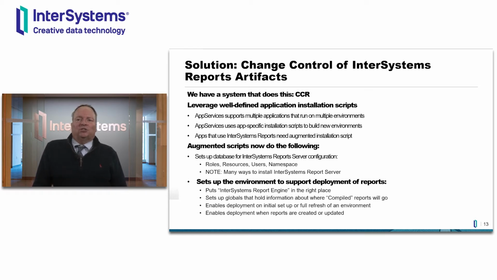The most critical change to our installation scripts was for setting up the environments to support deployment of reports. The key parts of the changes did the following: put the InterSystems Reports compiler, the engine, in the right place, set up the environment to find where the InterSystems Report files exist in the source control, compile the files, and deploy them to the right place in the runtime environment, and set it up not only for the initial creation or refresh of a runtime environment, but also for deploying reports as they are changed later via our change control system.